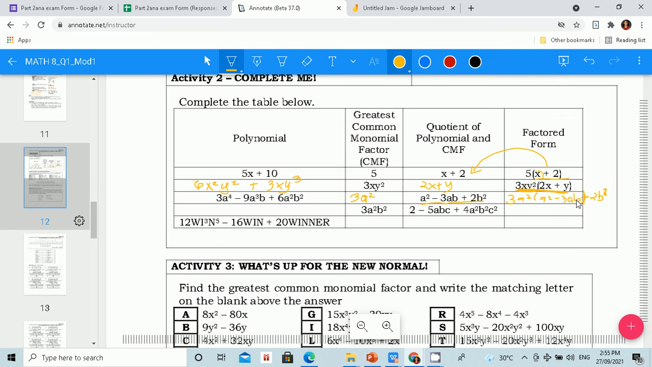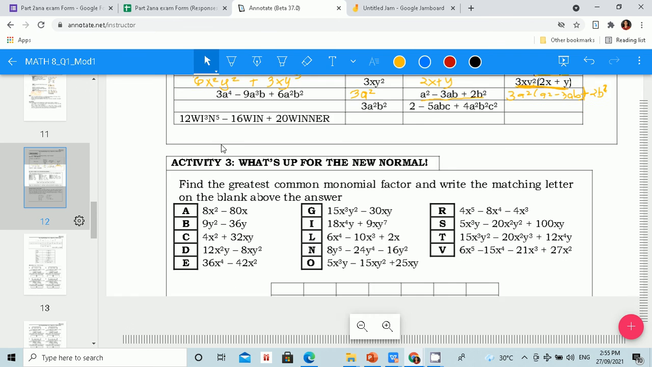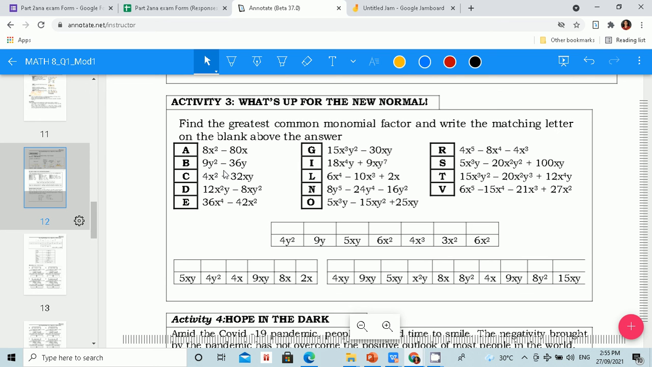I'll leave to you the other numbers. So what's up for the new normal? Find the greatest common monomial factor and write the matching letter on the blank above the answer.